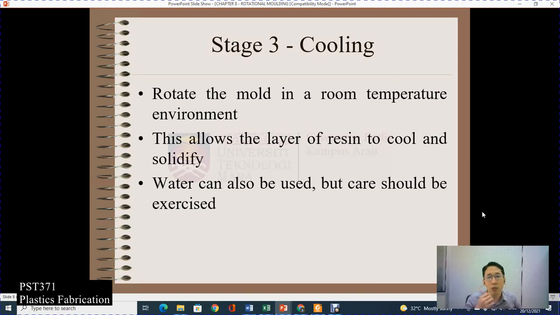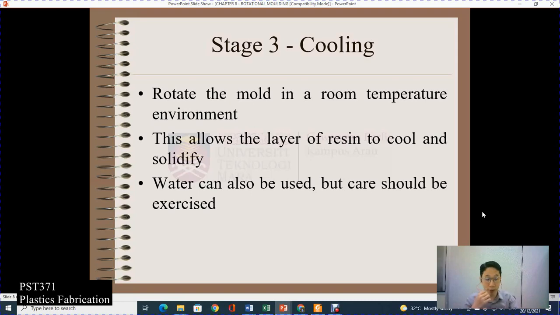Water can also be used, but care should be exercised. Okay, there are some drawbacks to using water, although you can dramatically reduce the temperature and solidify the molten polymer faster, but there are some drawbacks.